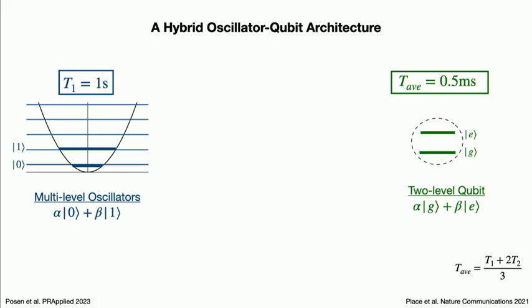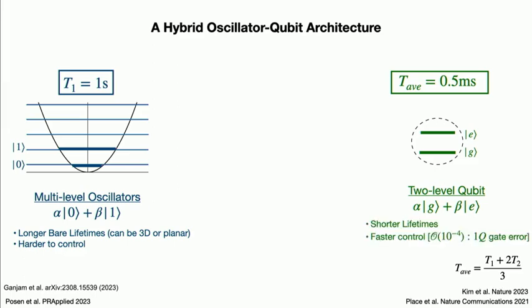On the right side of the screen, you see the multi-level superconducting oscillators. So oscillators are multi-level systems, which are rather long-lived. For example, the best bare lifetime that you can get is a second, but they're much harder to control. That is, it's harder to do gates on these systems.